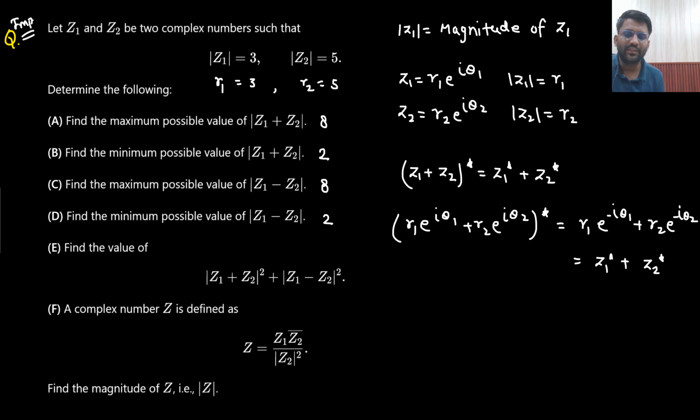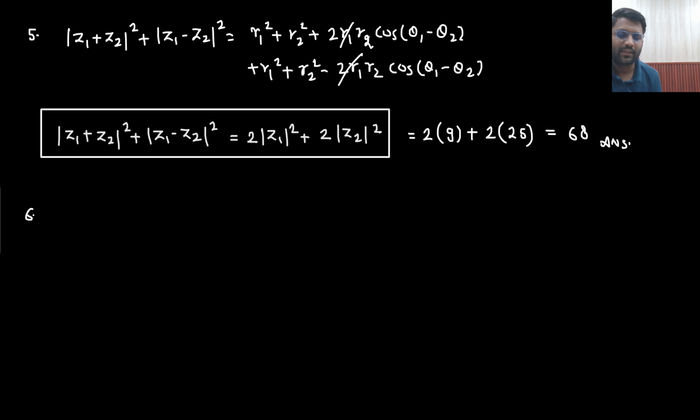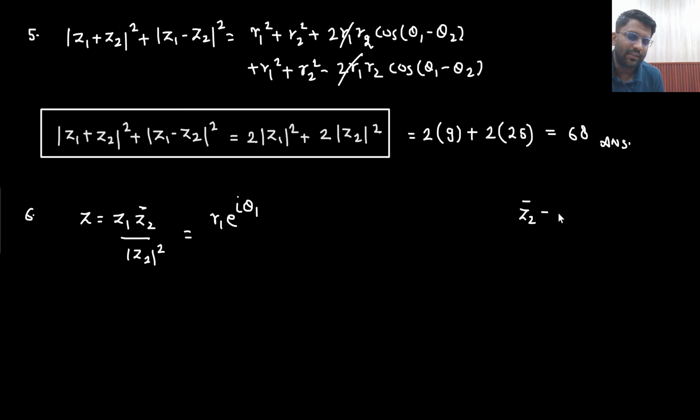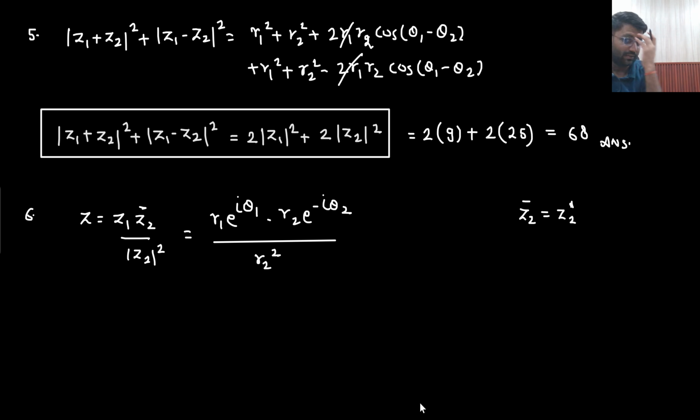Sixth, it is a random value. Z is defined as Z1 Z2 bar upon magnitude of Z2 whole square. So what is Z1? Z1 is R1 e to the power iota theta 1. What is the meaning of Z2 bar? Z2 bar is simply Z2 conjugate, which is nothing but R2 e to the power minus iota theta 2. Divided by magnitude of Z2 square. What is magnitude of Z2? Magnitude of Z2 is R2, so R2 square. This is what they are asking.